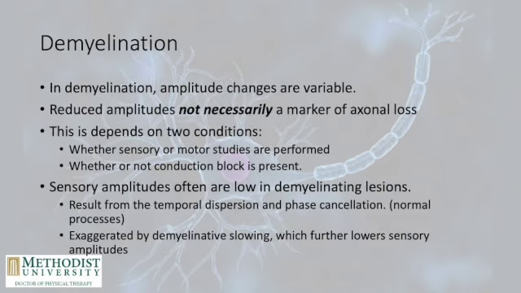Amplitude changes are going to be variable when we're speaking about demyelination. Reduced amplitude is not necessarily a marker of axonal loss, and that's going to depend on a couple of conditions. Sensory amplitudes are often low in demyelinating lesions. That results from temporal dispersion and phase cancellation, which are normal, but are exaggerated by demyelinative nerve slowing, which then lowers sensory amplitudes.